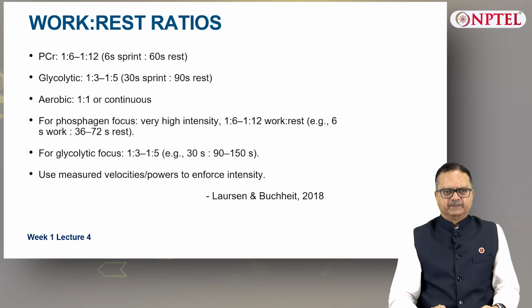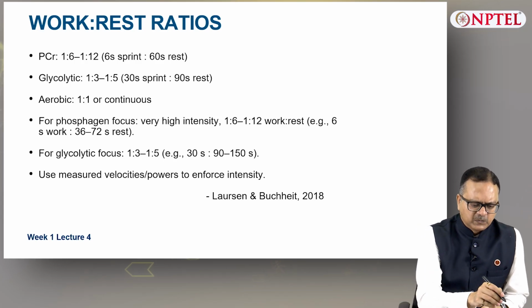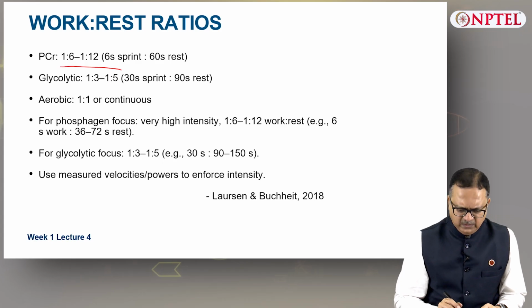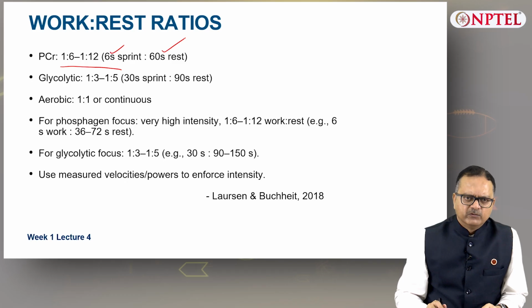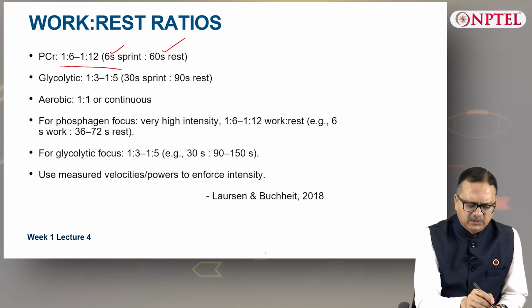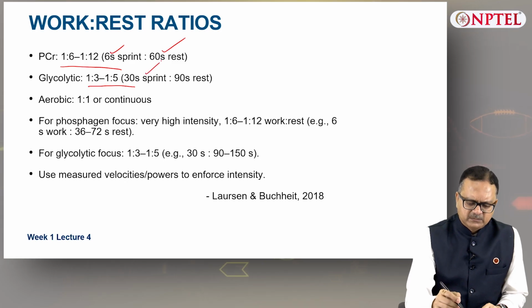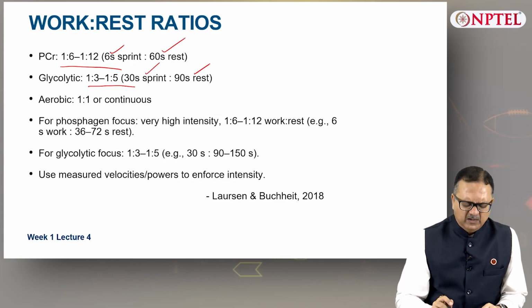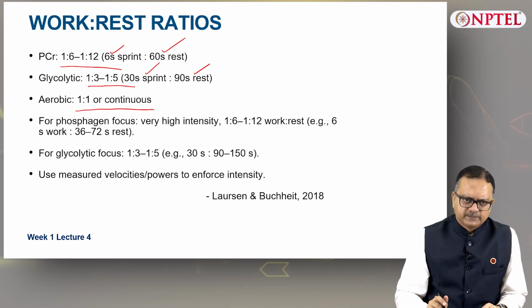Work rest ratio. Now, if you are going to improve PCr, work rest ratio of 1:6 to 1:12. That means 6-second sprint, 60-second rest. If you want to improve the glycolytic system, 1:3 to 1:5. 30-second sprint, 90-second rest. If you want to improve aerobic, 1:1 or continuous.